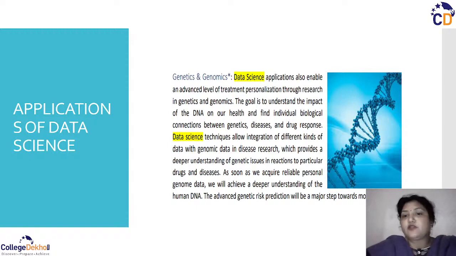The main goal is to understand the impact of DNA on our health and find the individual biological connections between genetic diseases and drug responses. So when we have to achieve the goal of prediction, the application system may help in making predictions, or it may be helpful in giving prescriptions of different medicines. So it depends on the application of the system, how the system is working, right?